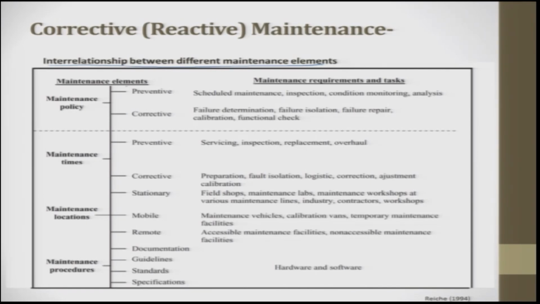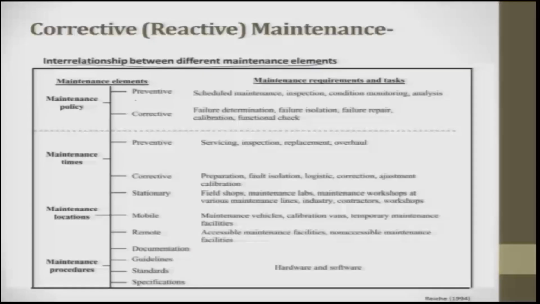So, the maintenance elements are preventive and corrective. Preventive means scheduled maintenance, inspection, condition monitoring and analysis. You just check every half an hour. When you go by train and the train comes to a halt at a big station, immediately you will see a railway employee going around checking the temperature at the wheels or at the suspension system. He is trying to see if there is any drastic temperature rise, and if there is, he reports it and immediately necessary actions will be taken. So, scheduled maintenance, inspection, condition monitoring and analysis is preventive.